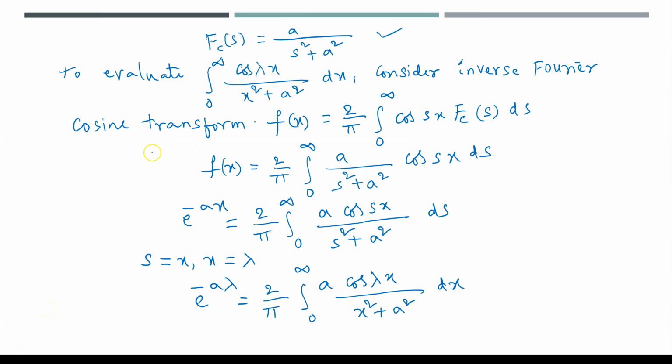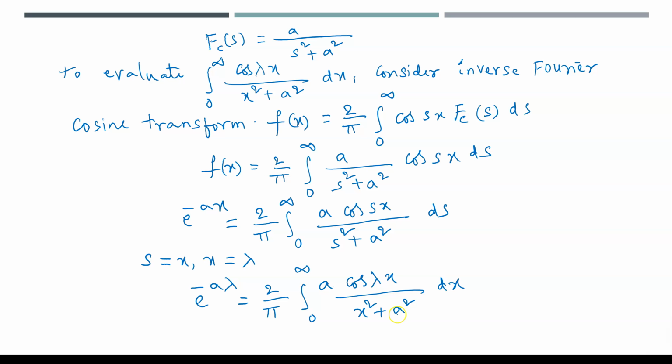So here, to evaluate the integral, we have considered the formula of inverse Fourier cosine transform. Then we replaced this Fc of s by this particular term a by s square plus a square. Then here we have replaced f(x) by the given function e power minus ax, and here we put s equal to x and x equal to lambda. Here you have to choose these variables according to the given question. In the given question you may find cos lambda x by x square plus a square. That's why we replaced s by x and x by lambda.